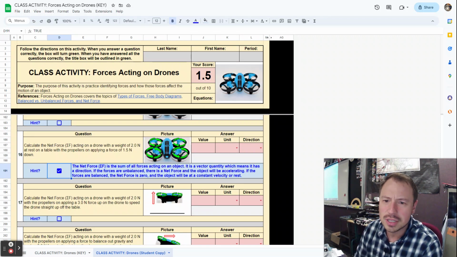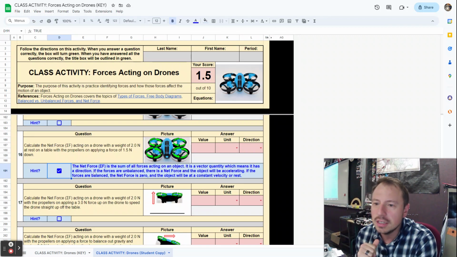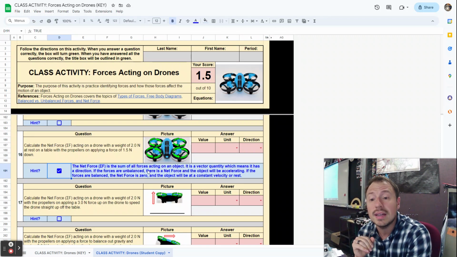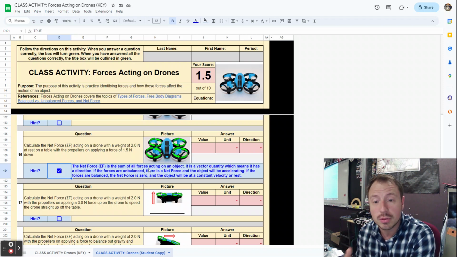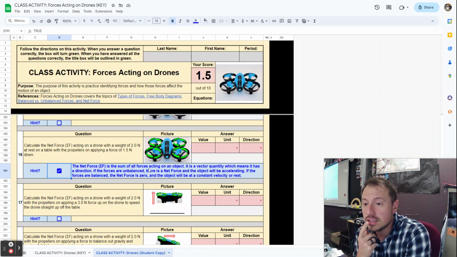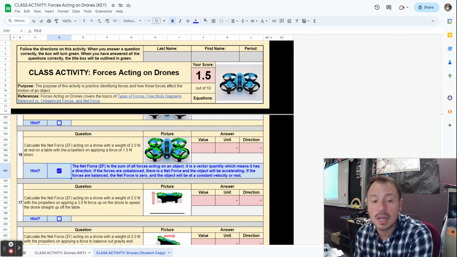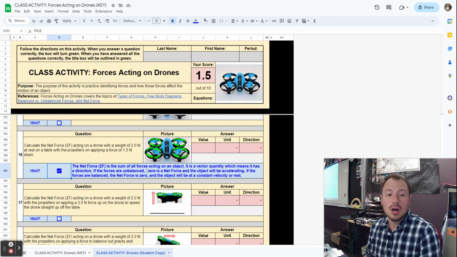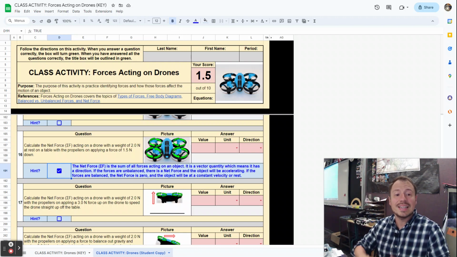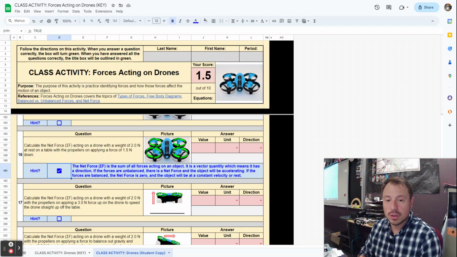So let's take a look at this one. This one's an interesting scenario. Calculate the net force acting on a drone with a weight of 2 newtons. So weight, force of gravity, pulling down, at rest on a table with the propellers applying a force of 1.5 newtons. It's supposed to be in the upward direction, right? So the propellers are on, and they apply an upward force.